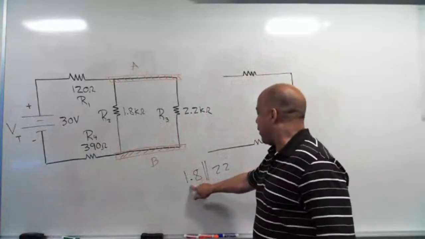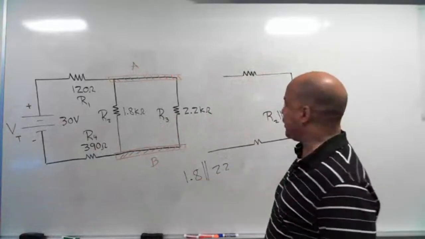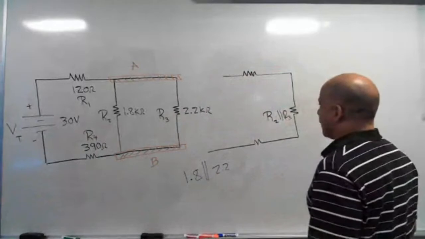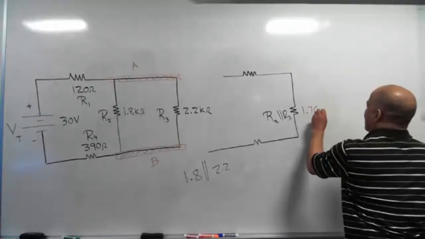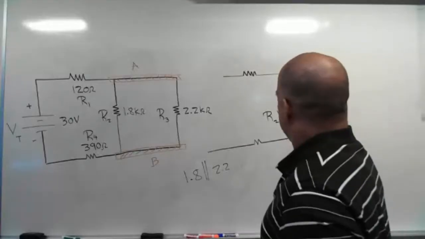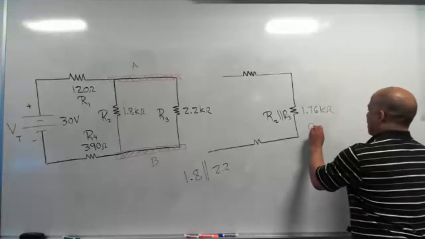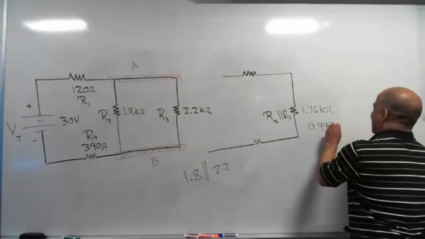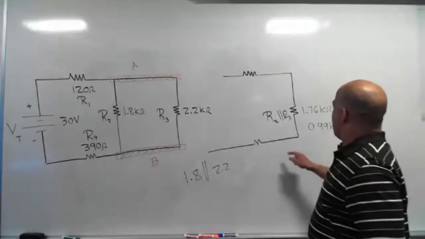So what is 1.8 parallel 2.2? How much is that? Is it 1.76 kilo ohms? 1.76 kilo ohms. Anybody second that? Is that right? 0.99 kilo ohm. 0.99? Yes. Anybody second that one? I got 0.992. Okay.